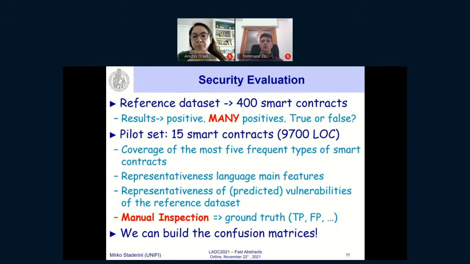And then we could analyze, based on the results of the tools, for each tool in this set, true positives, false positives, false negatives, and true negatives. This way, we can build the confusion matrices based on a general evaluation and specific for each category of our classification.